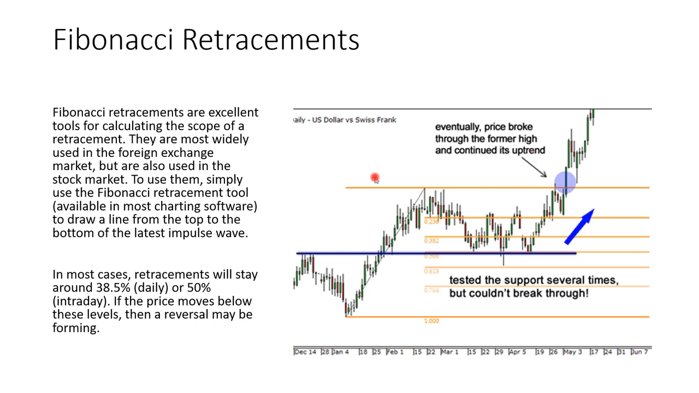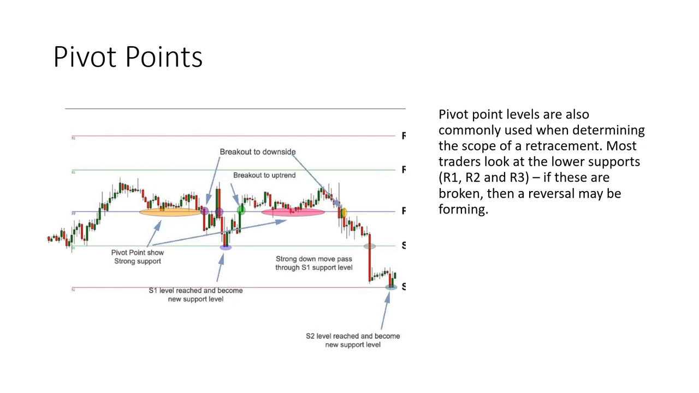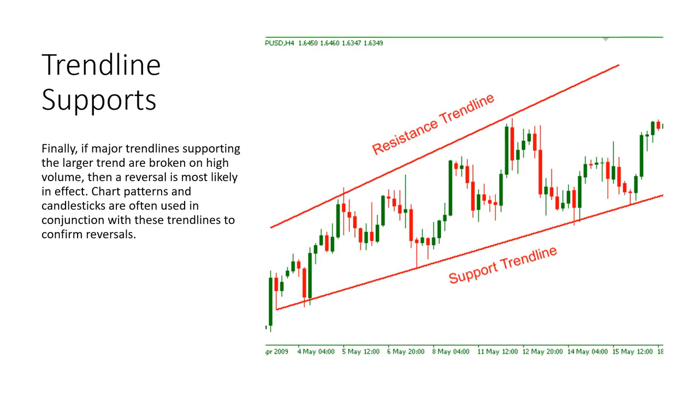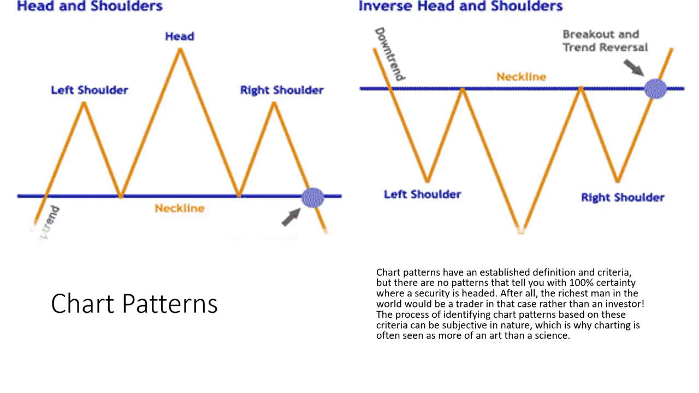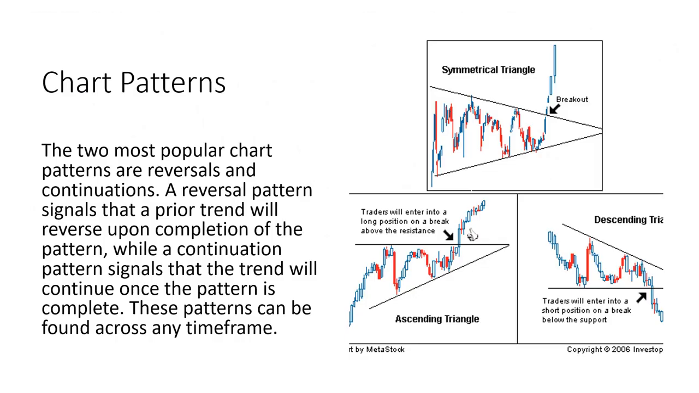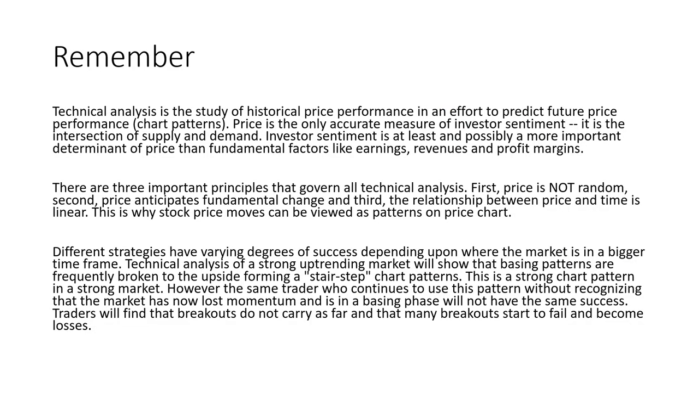And what you lost is potential profit. But if you combine this with pivot points and support and resistance levels, you might have been able to make a smarter decision. You can also use trendline supports and chart patterns such as head and shoulders, triangles. So there's many ways to set up your understanding of whether you're looking at a retracement or a reversal.